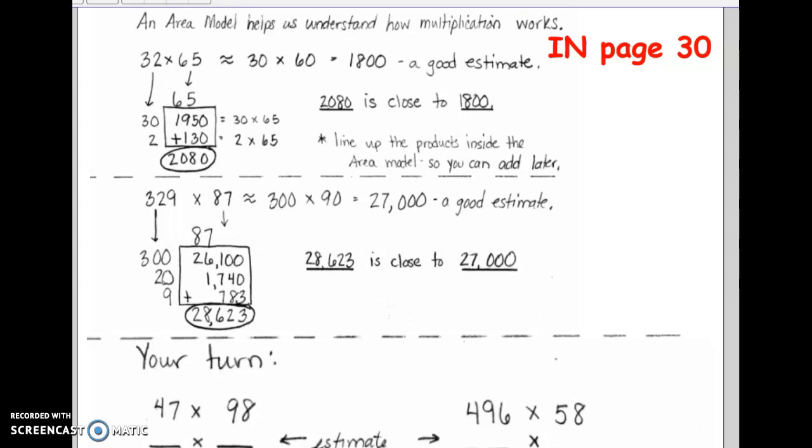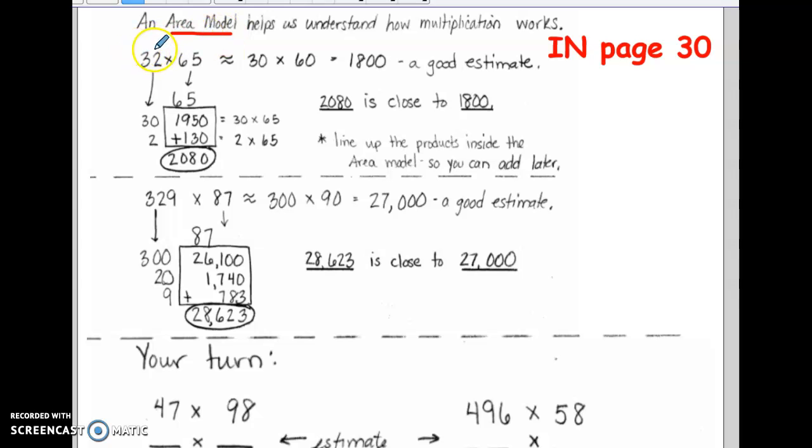Hi guys, this is multiplication video part 2. So I'm on Interactive Notebook page 30 right now, and I need to explain to you how an area model works. Okay, so we're going to start with this area model idea. It's going to help us understand how multiplication works.